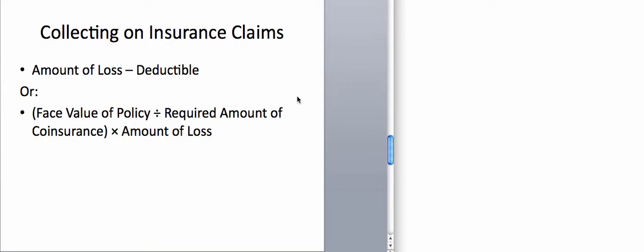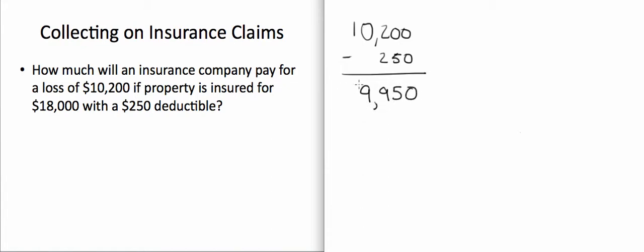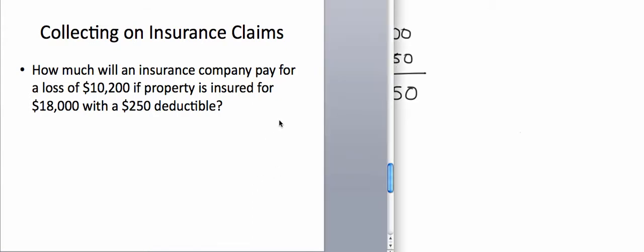So let's take a look at a couple examples. The first one's the very simple one. You have a $10,000 loss and you have a $250 deductible, how much will the insurance pay? That answer is $9,750. We just subtract those two things. That's just because we don't have any co-insurance or anything like that. So that's a fairly straightforward one.